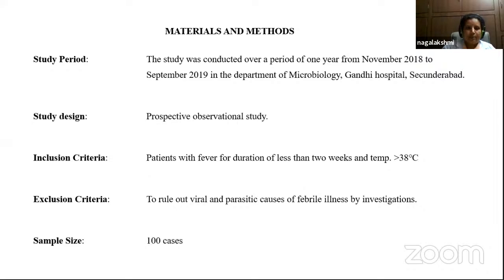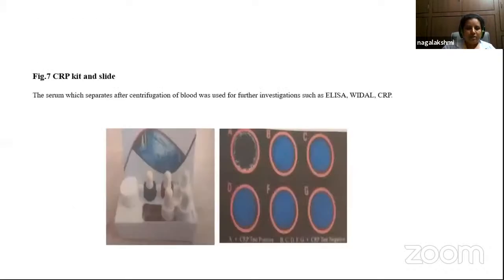Materials and methods. The study was conducted over a period of 1 year from November 2018 to September 2019 in the Department of Microbiology, Gandhi Hospital. It was a prospective observational study, with inclusion criteria of patients with fever for duration of less than 2 weeks and temperature greater than 38 degrees centigrade, with exclusion criteria being to rule out viral and parasitic causes of febrile illness by investigations. The sample size was 100 cases, and it includes the CRP kit.